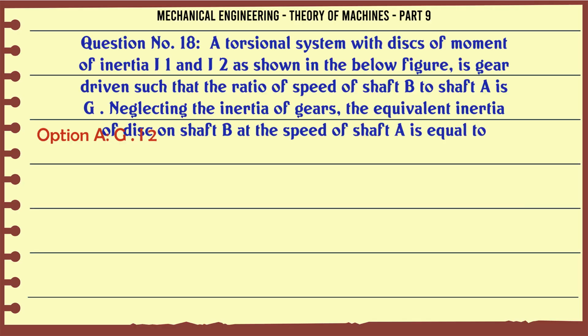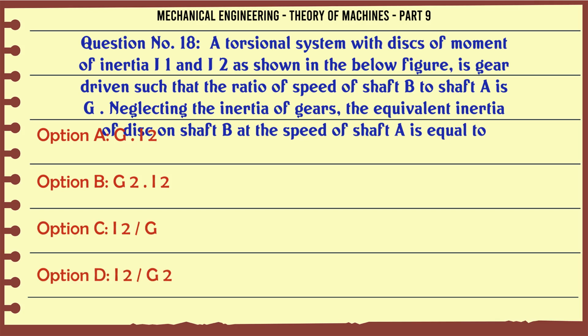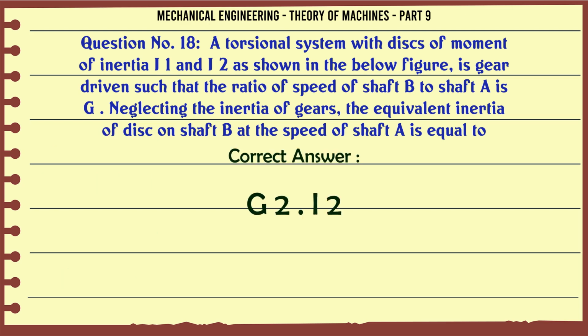A torsional system with discs of moment of inertia I1 and I2, as shown in the figure below, is gear driven such that the ratio of speed of shaft B to shaft A is G. Neglecting the inertia of gears, the equivalent inertia of disc on shaft B at the speed of shaft A is equal to: A. G, I2, B. G², I2, C. I2 G, D. I2 G². The correct answer is G² I2.